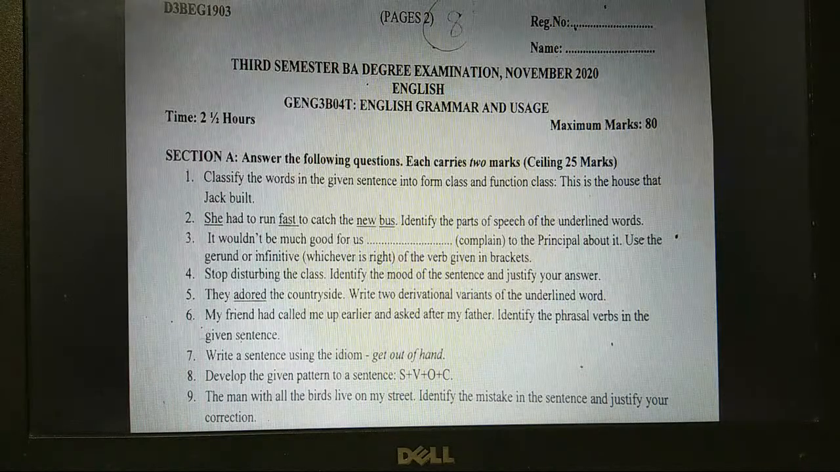So requests and orders come under the mood which is known as a command, right? Stop disturbing the class is a command, and the answer is imperative mood. Remember this, because for your examination you will have a similar kind of question paper. It would be just a different sentence.